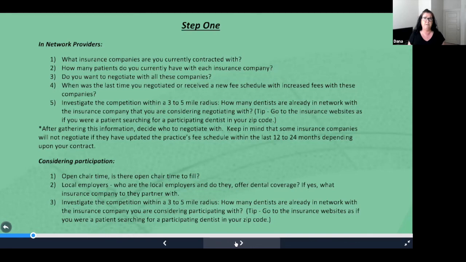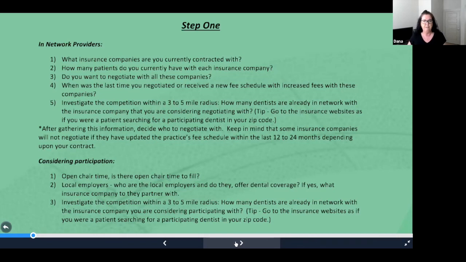So if you're out there and you're not participating, you're considering going in network with some insurance companies, first thing I want you to consider is open chair time. That's number 1. Kelly said it best just right there, I'd rather get $75 for a procedure than 0 for a $100 procedure. So 0 is 0. You'll never recoup that. So if you have open chair time, there's some opportunity there. Your local employers. So here in DFW, I can tell you right now the 6 networks you need to be in, because of the local employers that are in our area. And once you get a hold of those employers, figure out what their dental coverage is, and then go from there. And then again, investigate your competition.